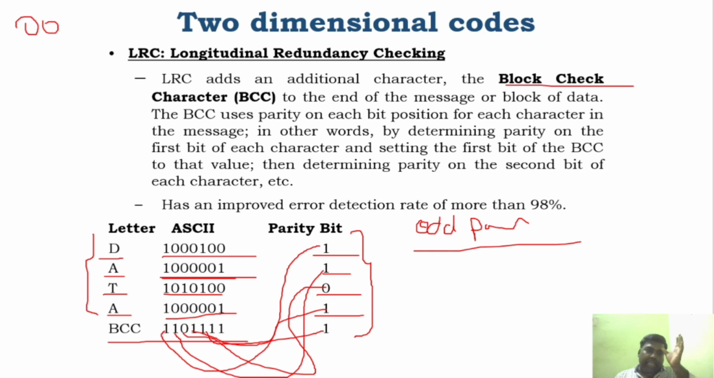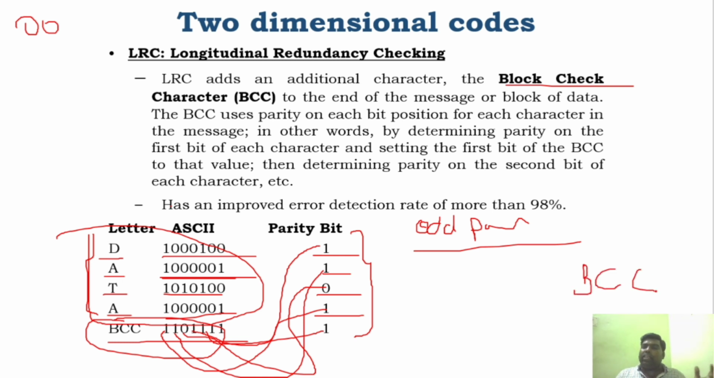Now the receiver will receive this particular message along with this BCC, right? After receiving the message, the receiver will calculate the BCC once again using the message. After calculating, it will compare the sender BCC and the receiver BCC. If it is the same then there is no error. If it is different then definitely there is an error, and it will discard it, right? So that is how LRC works.